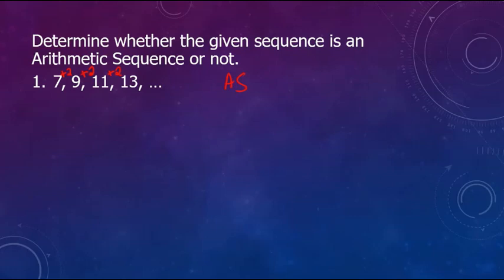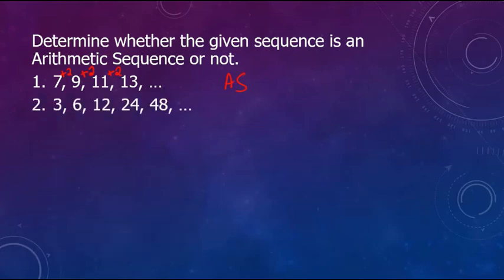Okay. So, how can you find the common difference? Simply, the succeeding term minus the preceding term. Or 9 minus 7, that is 2. 11 minus 9, that is 2. 13 minus 11, that is 2. So, yun yung inyong common difference.